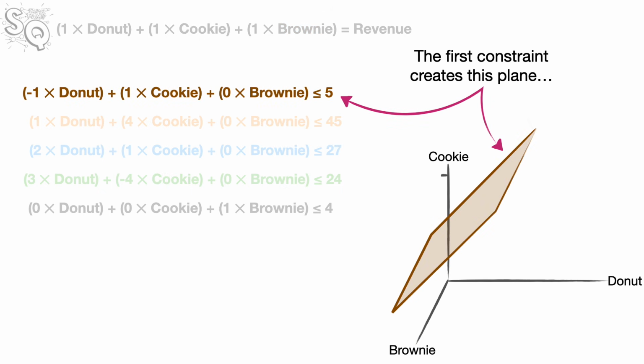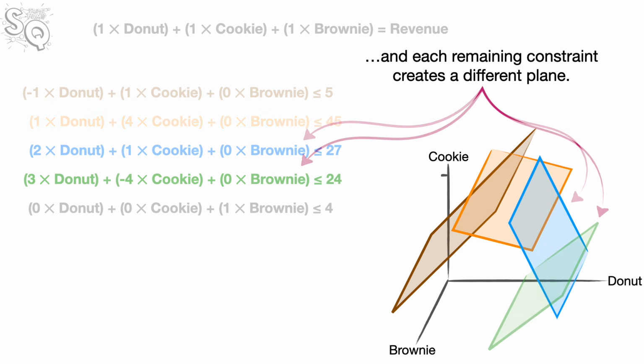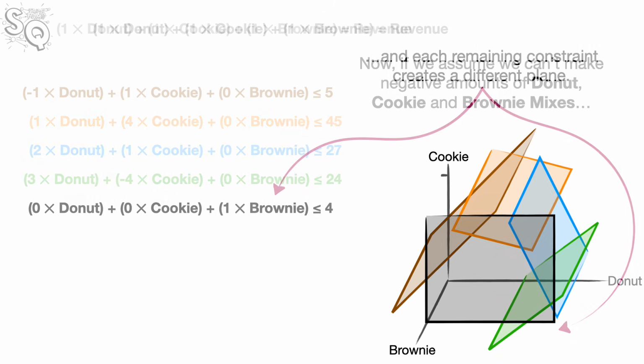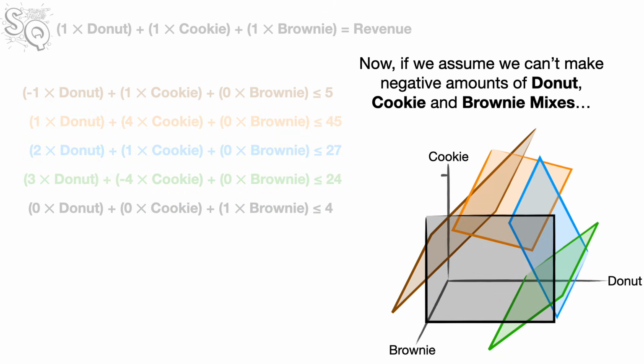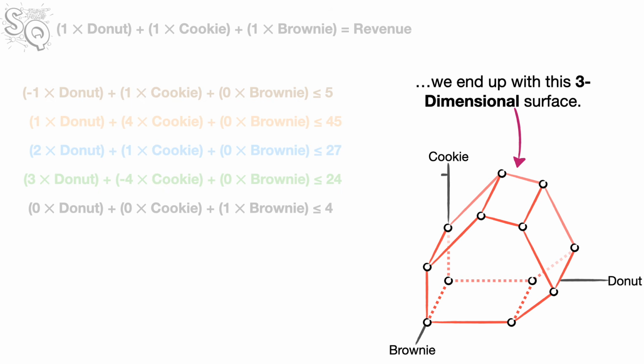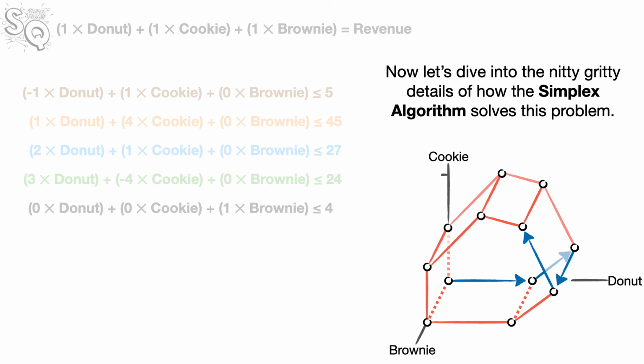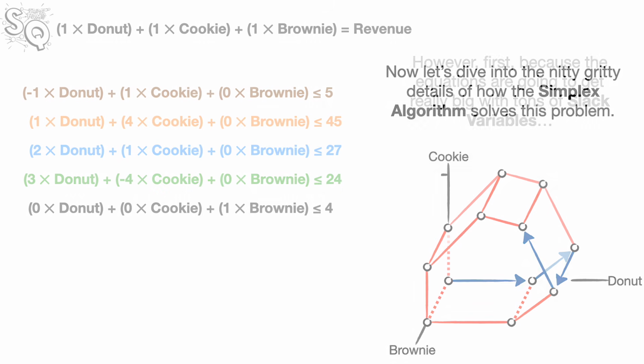The first constraint creates this plane, and each remaining constraint creates a different plane. Now, if we assume we can't make negative amounts of donut, cookie, and brownie mixes, we end up with this 3-dimensional surface. And the goal is to find the vertex that represents the optimal values for donut, cookie, and brownie. Now let's dive into the nitty-gritty details of how the Simplex algorithm solves this problem.